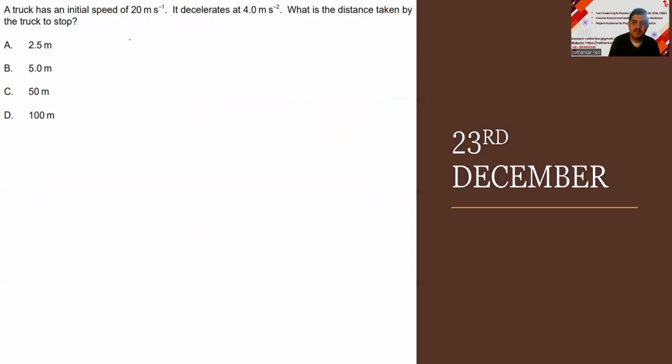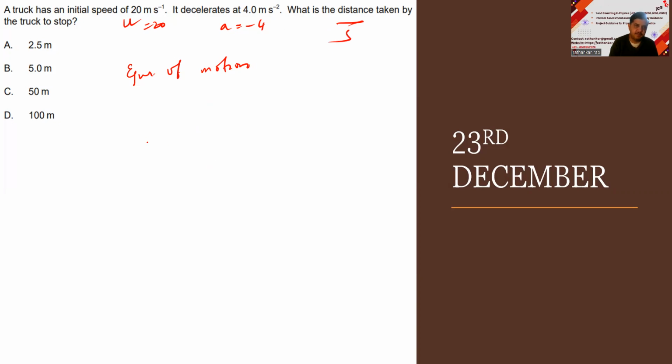A truck has an initial speed of 20 meters per second. What is given here? U is given. It decelerates at a rate of 4 meters per second square. A, which is minus 4, is given to you. U, which is equal to 20, is given. What is the distance taken by this truck to stop? Now, which equation will you use? See, the deceleration is minus 4 meters per second square, which means it's a constant acceleration. So you can always use equations of motion. Until we are describing a problem based on constant acceleration, you can use your equations of motion.